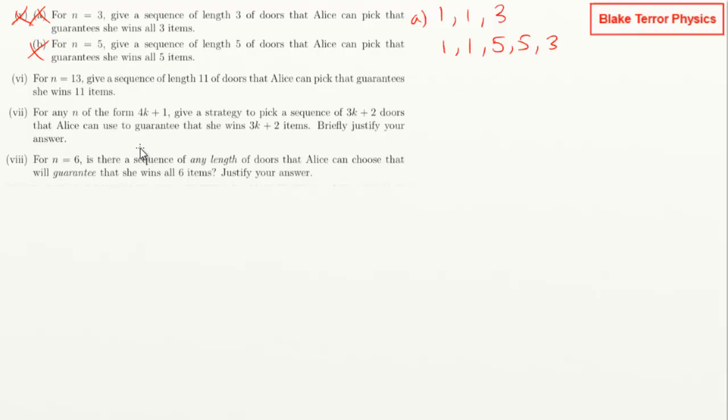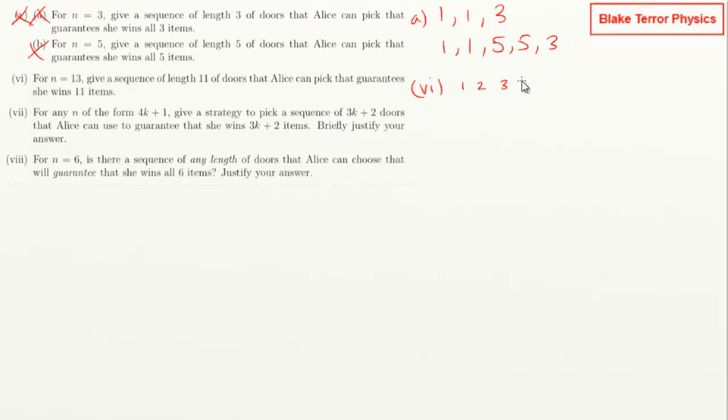Okay, part 6. For part 13, give a sequence of length 11 of doors that Alice can pick that guarantees she wins 11 items. Wow. Okay. Right, that sounds different. I thought we'd maxed out on 10, but clearly not. So we've only got 2 things here that we're not going to be able to get out of all 13. Wowzers. Right, so how is this going to work? Right, this is not what I was expecting.